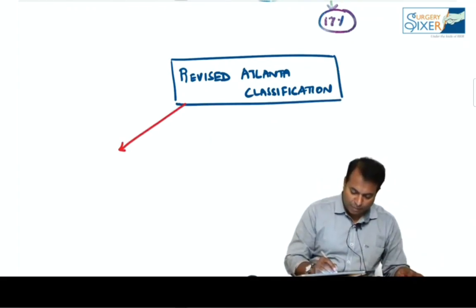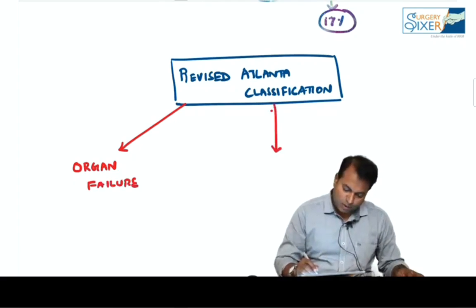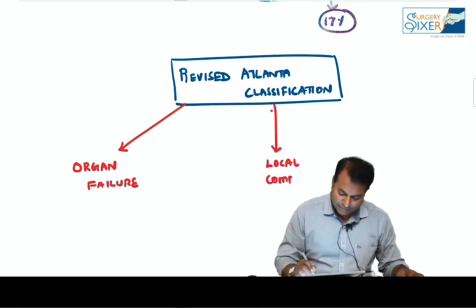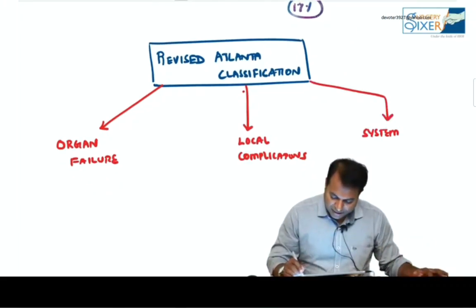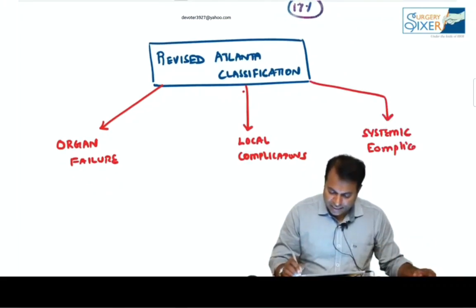This scoring system is going to tell about organ failure. This will discuss organ failure. This will discuss local complications seen around the pancreas. And this will also discuss some of the systemic complications. Systemic complications also will be discussed in this Atlanta classification. We have to check for all these things.